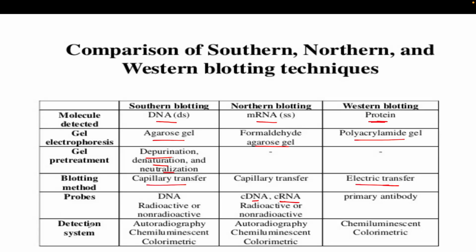The detection systems here are autoradiography, chemiluminescence, and colorimetric. Here also autoradiography, chemiluminescence, colorimetric. In western blotting, we generally don't prefer autoradiography. We generally prefer chemiluminescent and colorimetric detection. So these are the differences.